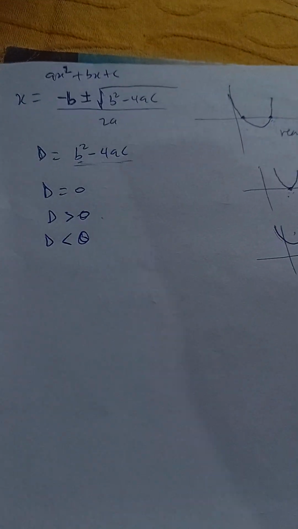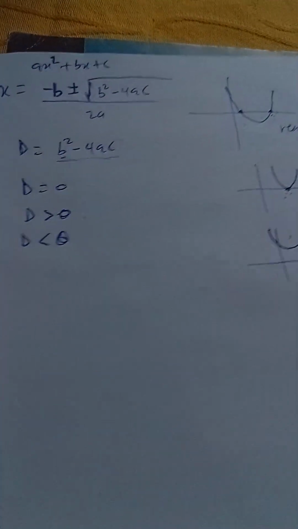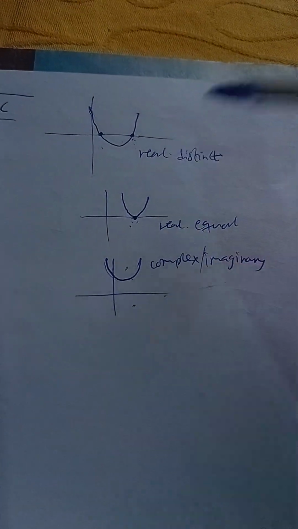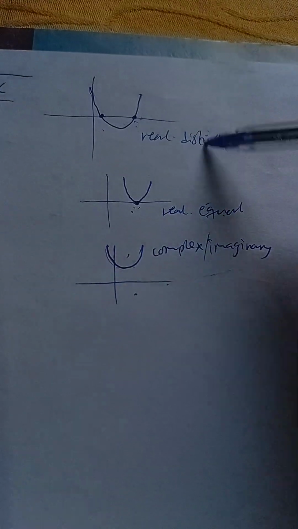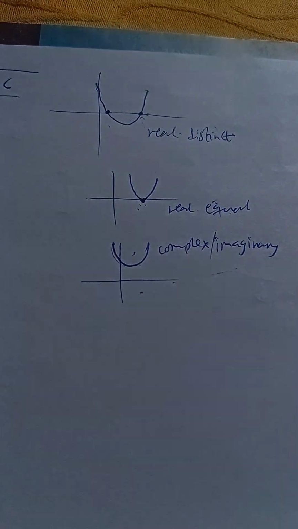So what if the question asks for real roots? You see here, real and distinct; here, real and equal. So both here and here will give you what? Real roots. Since these two give you real roots, we can merge them together. So for real roots, the discriminant is either greater than or equal to 0. So this is real roots, and this is complex roots.